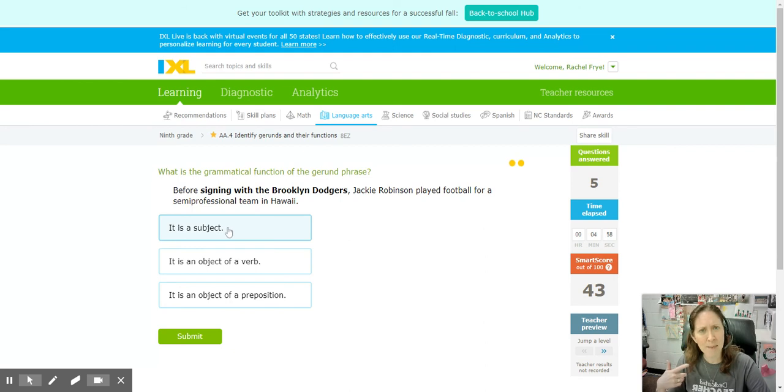Now the question is, what's the function? Well, subject. Can't be my subject. Jackie Robinson is my subject. The object of a verb. Jackie Robinson played football. Well, there's the object of the verb. It can't be that. So let me go back to here and look at the word that comes before signing with the Brooklyn Dodgers. And that word is before. Before is a preposition. It shows me the relationship between signing here and Jackie Robinson. Before is a preposition, which means that signing with the Brooklyn Dodgers is the object of a preposition.